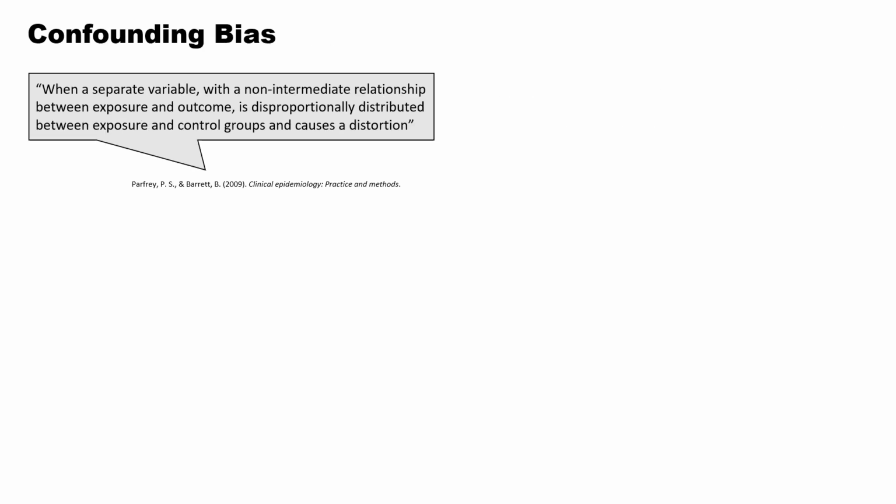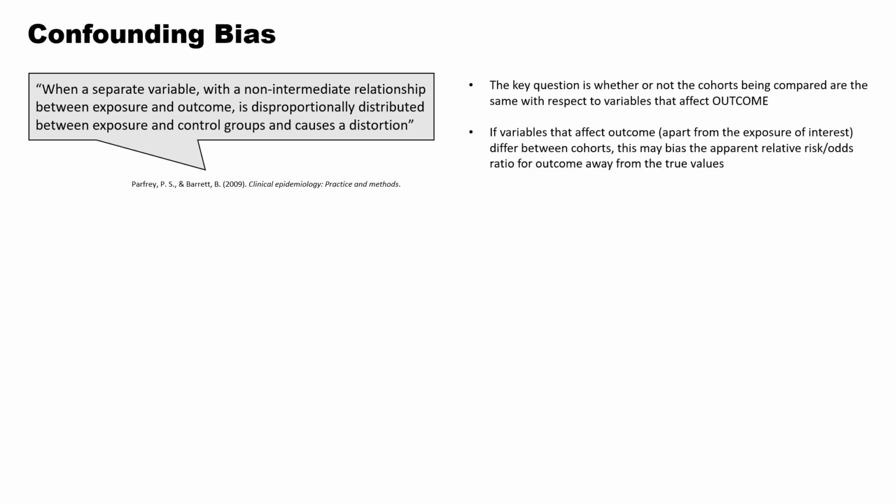The second type of bias to discuss is confounding bias. Confounding is defined as when a separate variable with a non-intermediate relationship between exposure and outcome is disproportionately distributed between exposure and control groups and causes a distortion. So the key question in evaluating for confounding is whether or not the cohorts being compared are the same with respect to variables that affect the outcome. If variables that affect outcome apart from the exposure of interest differ between the two cohorts or three cohorts, this may bias the apparent relative risk or odds ratio for the outcome away from the true values.